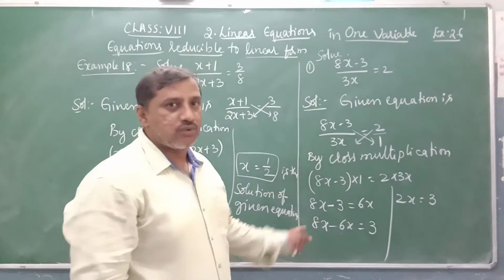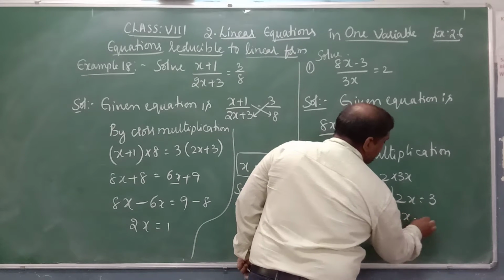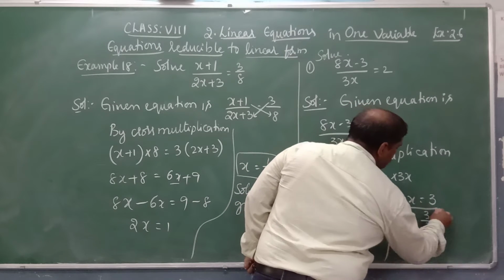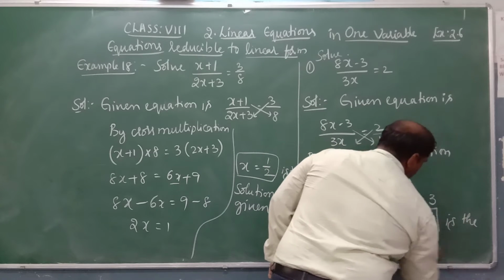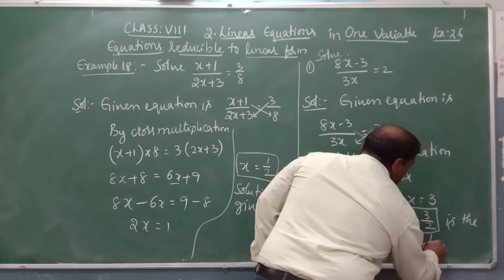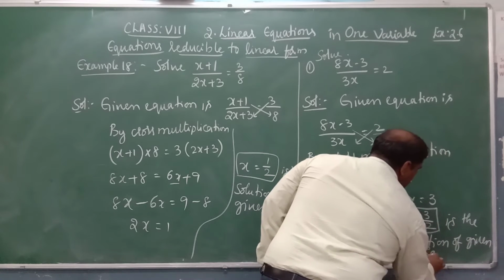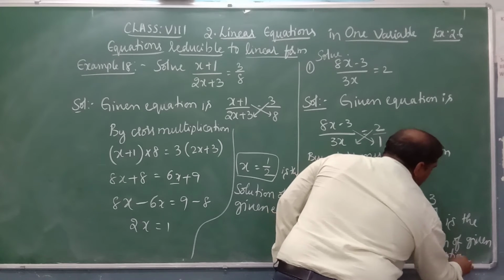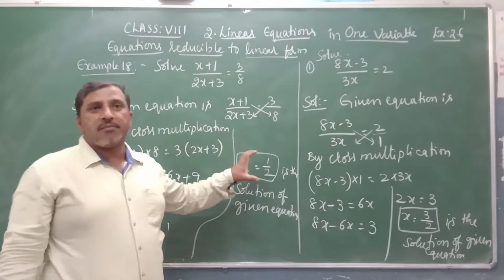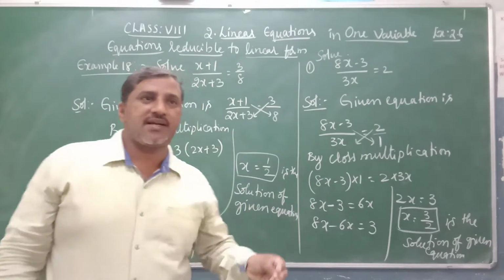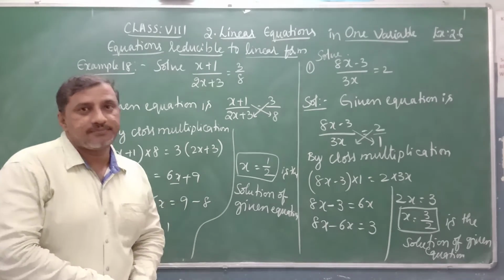Now transpose 2 to RHS, which is multiplying here, so it divides. Therefore x is equal to 3 divided by 2. That is, x is equal to 3 by 2 is the solution of the given equation. So like this we will reduce the given equations to linear form by cross multiplication, and by using the transposition method we will solve the equations. Is it clear, children?